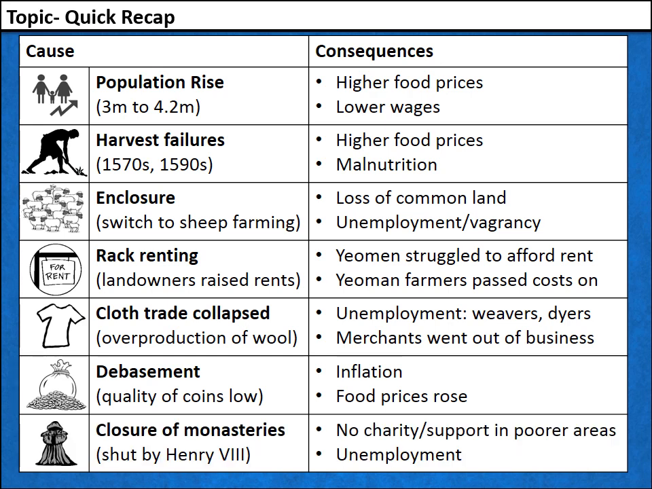Another longer term problem was the closure of the monasteries. Now these had been shut a good 20 years before Elizabeth's reign by Henry VIII. But it meant that when hard times did come, a potential source of support wasn't available to people. And so the effects of poverty were felt worse.